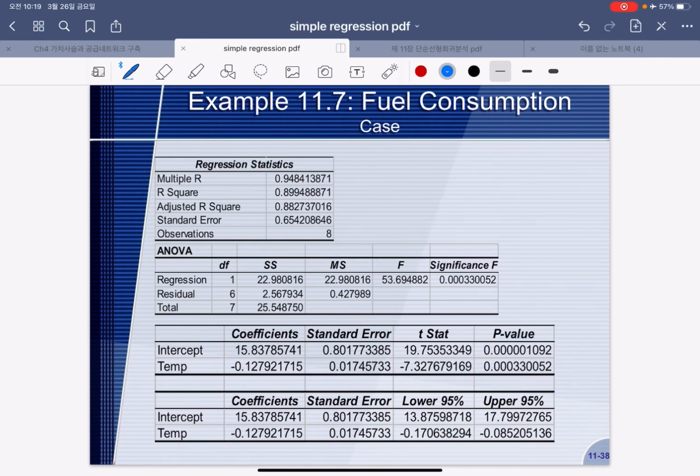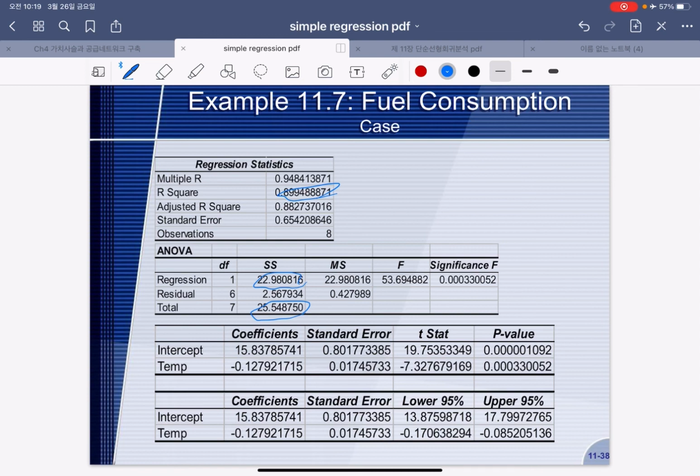Let's summarize the interpretation of this output. So the first thing that you need to look at is the R square value, right? The R square value comes from the explained variation divided by total variation. And the ANOVA table is used for testing the overall model fitness, right?